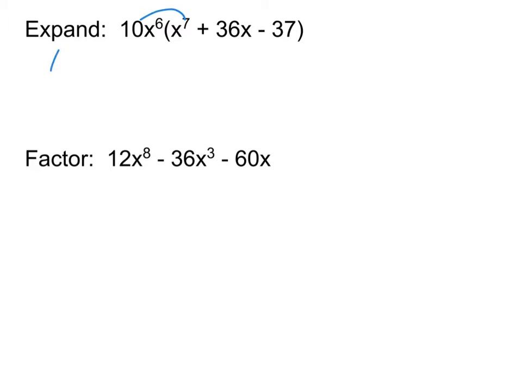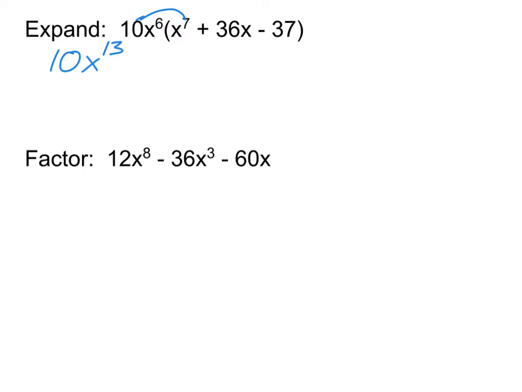So the 10 is going to stay at 10 there because there's nothing that's going to change the 10. There's no number in front of the x to the 7th. And then I multiply x to the 6th times x to the 7th, which remember means multiply the x's, so add the exponents. 6 plus 7 is 13. So that's our first one.